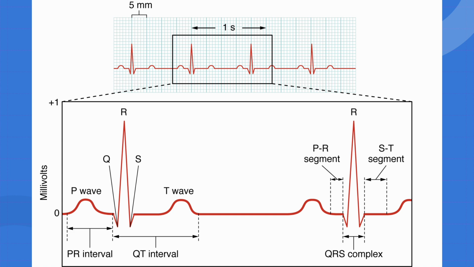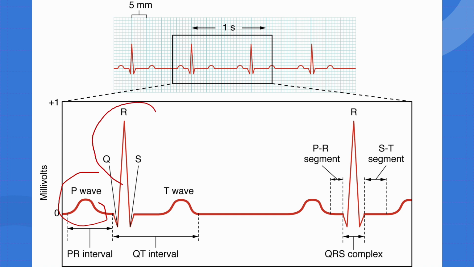Here are the ECG waves and their significance. This is the P wave. The P wave represents atrial depolarization, the electrical activation of the atria. A normal P wave is smooth and rounded. Abnormalities here may indicate atrial enlargement or conditions like atrial fibrillation.